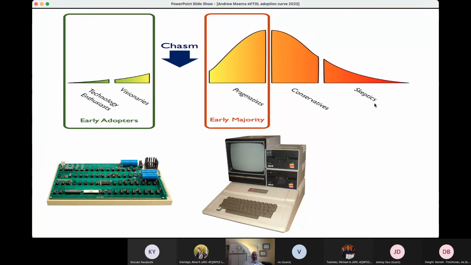And to cross that chasm, Apple made a customer friendly, user ready product called the Apple II. And that's what we see on the right. It's got disk drives, it's got the keyboard, it's got the monitor, it's ready to go. You can do VisiCalc to do your spreadsheets on it on day one. It's ready to go for the early majority. And that's how they crossed the chasm.